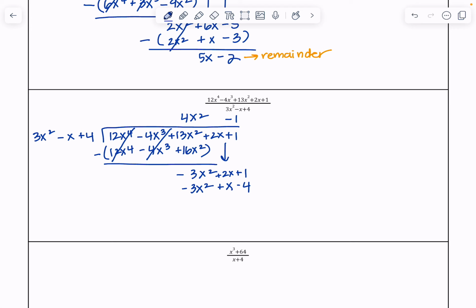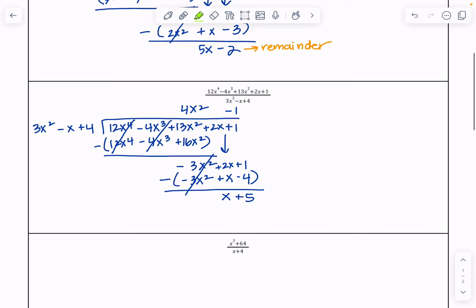Awesome. So now I needed to subtract these two. Negative 3x squared minus negative 3x squared goes to 0 like we wanted. 2x minus x would be negative x. Sorry, positive x. 1 minus negative 4, so be careful, minus negative 4 is going to be plus 5. And because we lined up with our constant here, we are finished dividing, so this would be our remainder.